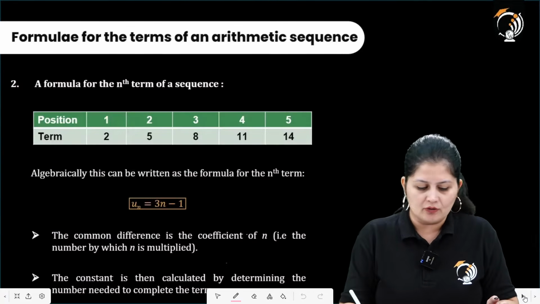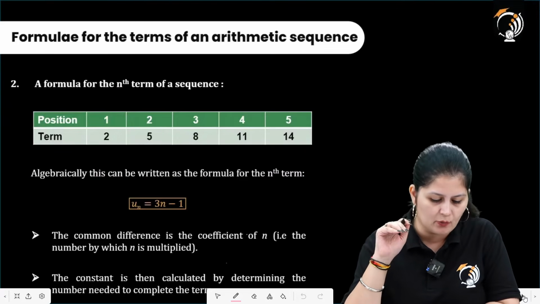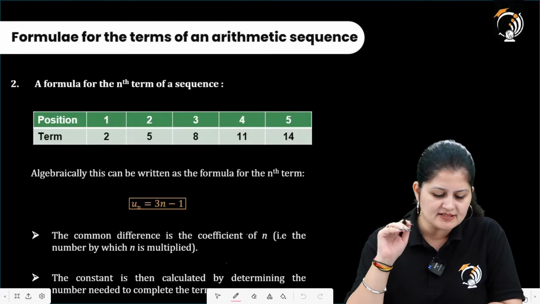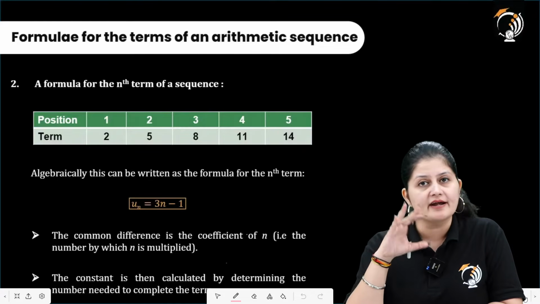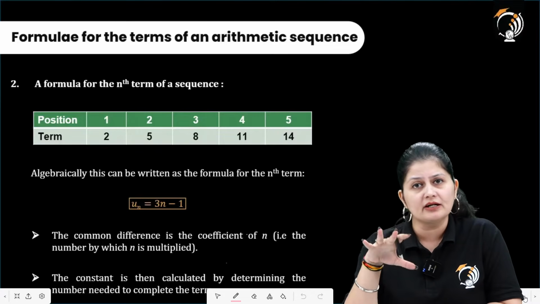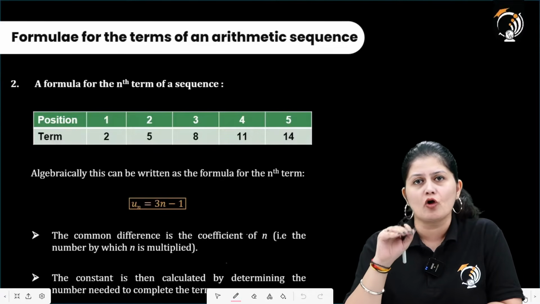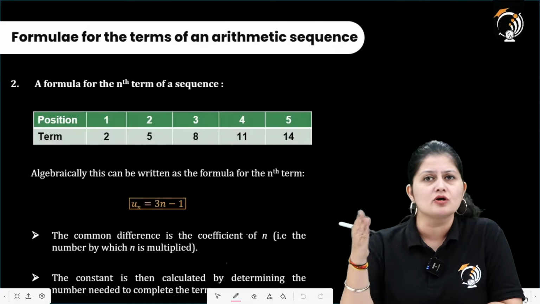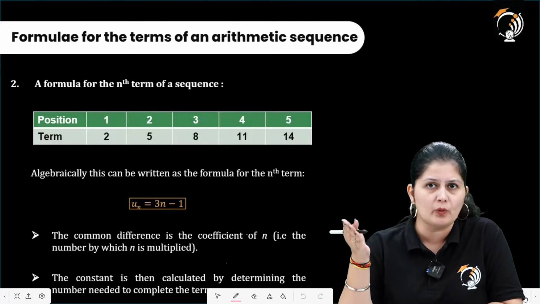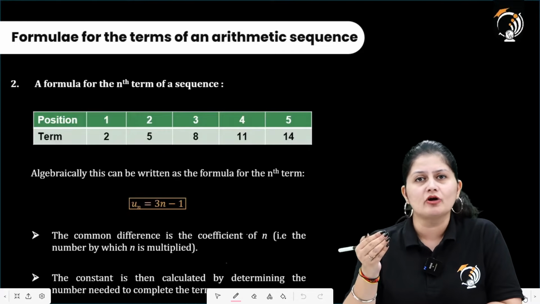Understood? Now moving to the second point, a formula for the nth term of the sequence. Algebraically, this can be written as a formula for the nth term. Firstly, let's understand the method of finding it out. Whenever there is a common difference between 2 consecutive terms and that difference is constant throughout the sequence, then we can find the formula for the nth term of that sequence.